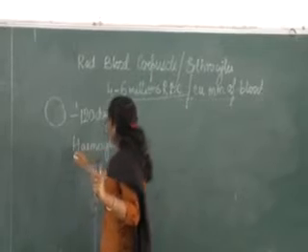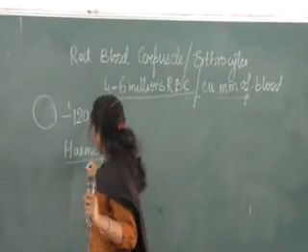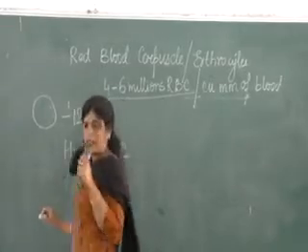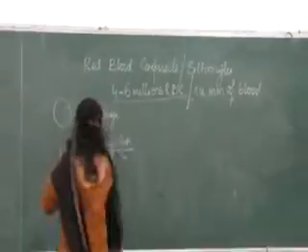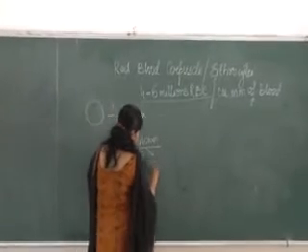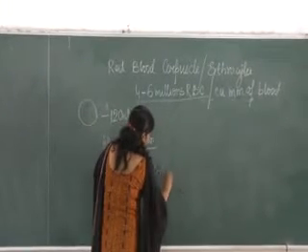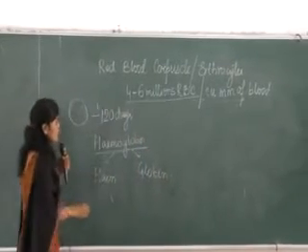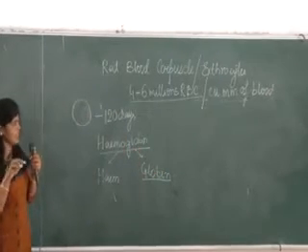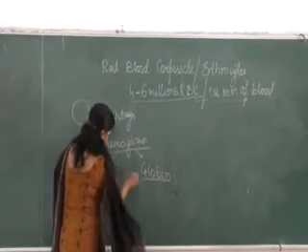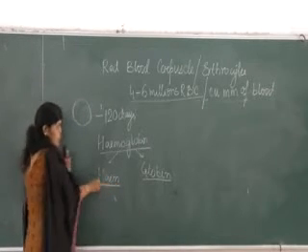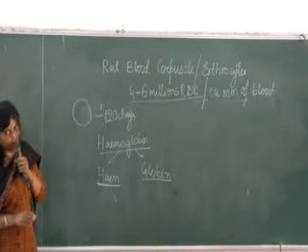What is hemoglobin? Hemoglobin is made up of two things, the heme and the globin. Globin is the protein part. Is it clear? So globin is the protein part, and there are 4 protein chains. To each protein chain there is a heme molecule, and the heme molecule consists of iron.